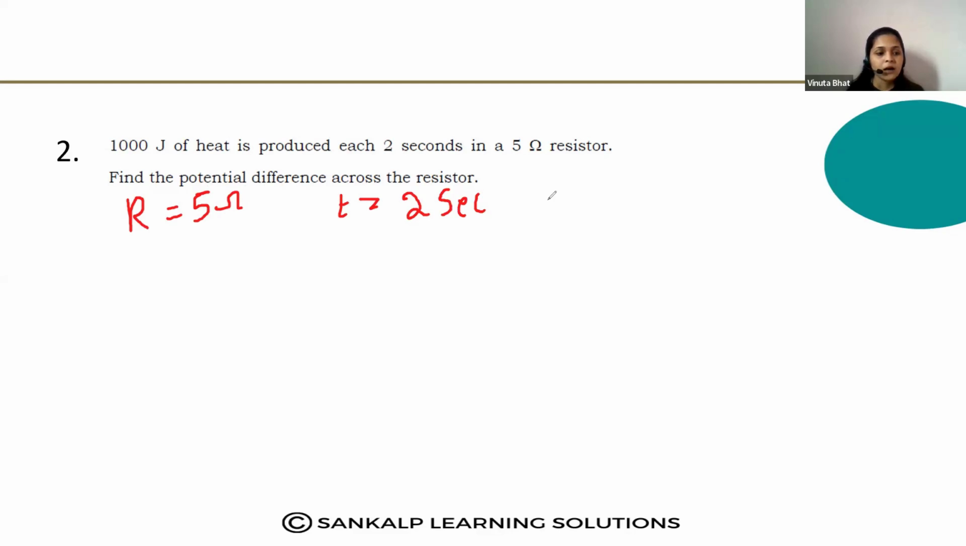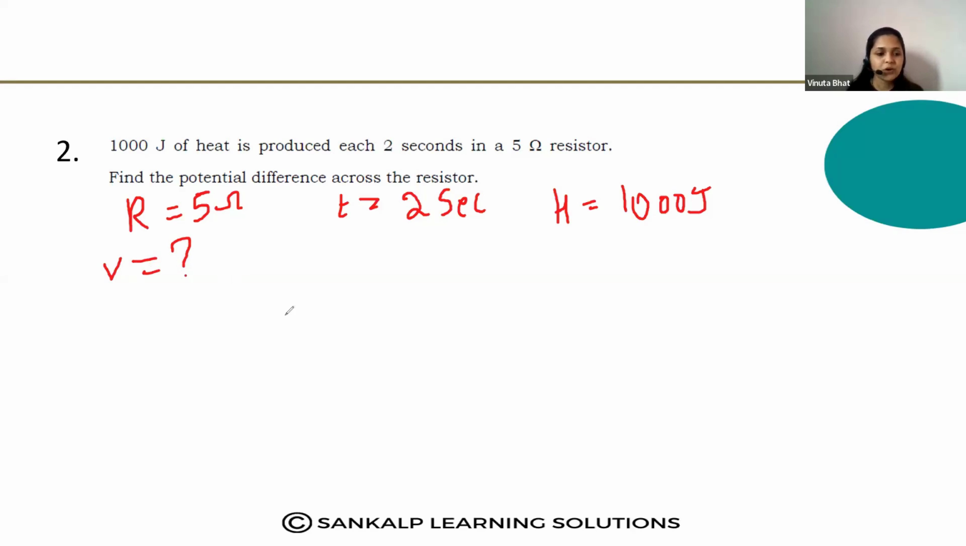Then what is the H? That is the heat produced, H is equal to 1000 joule. So this is the given data. And what you have to find out? You have to find out V, the potential difference.